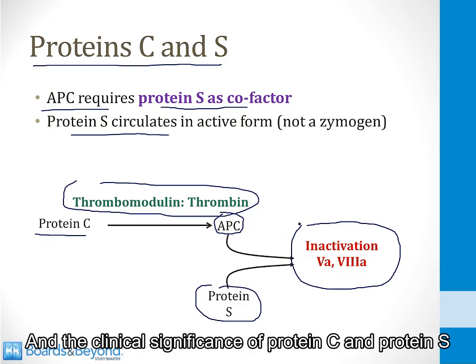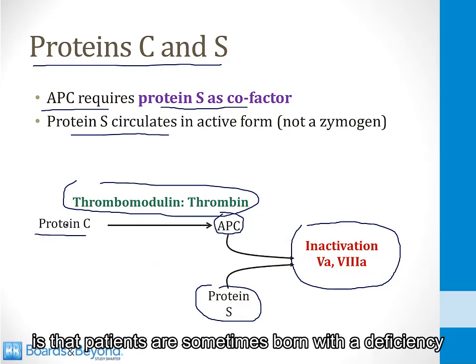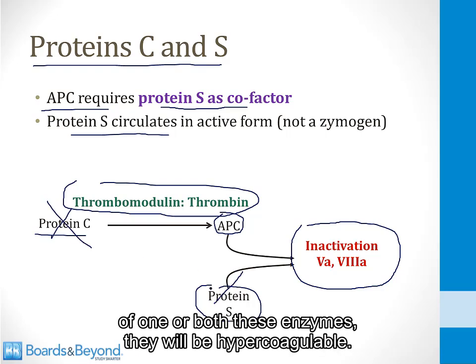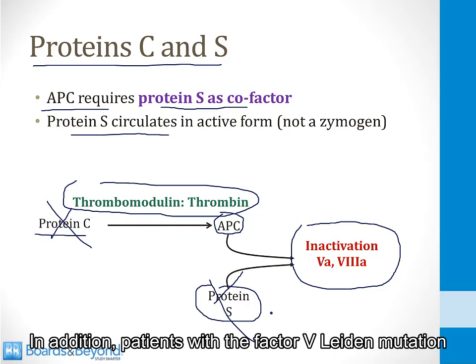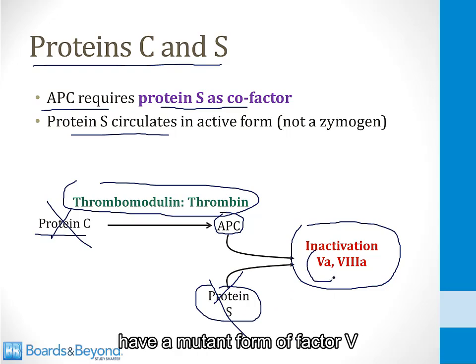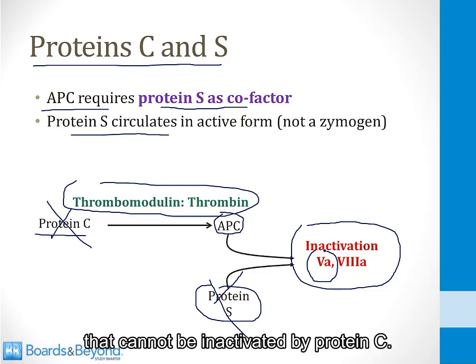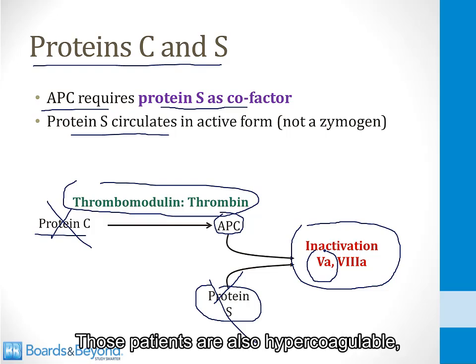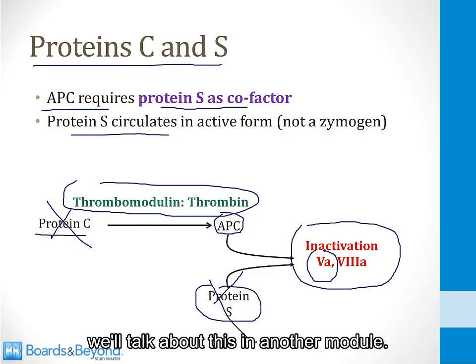And the clinical significance of protein C and protein S is that patients are sometimes born with a deficiency of one or both of these enzymes. They will be hypercoagulable. In addition, patients with the factor V Leiden mutation have a mutant form of factor V that cannot be inactivated by protein C. Those patients are also hypercoagulable. We'll talk about this in another module.